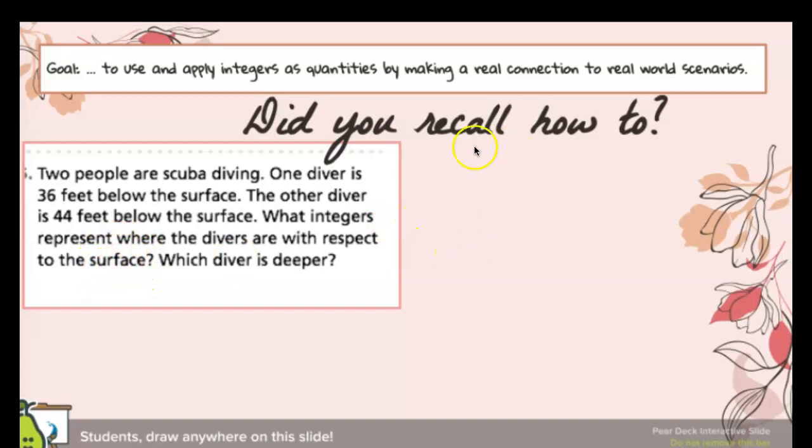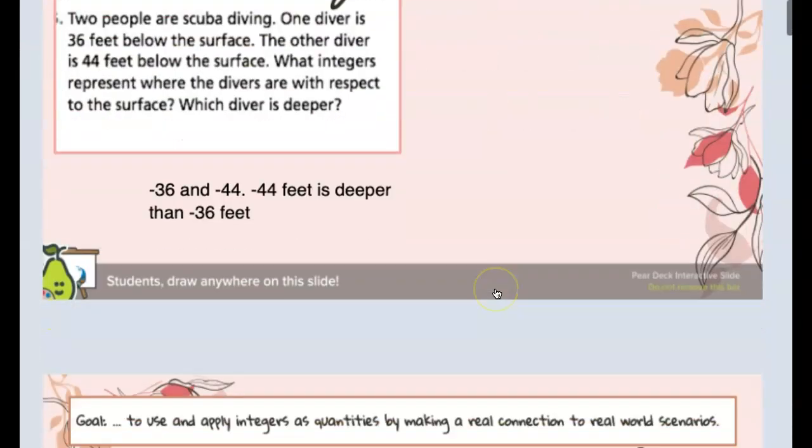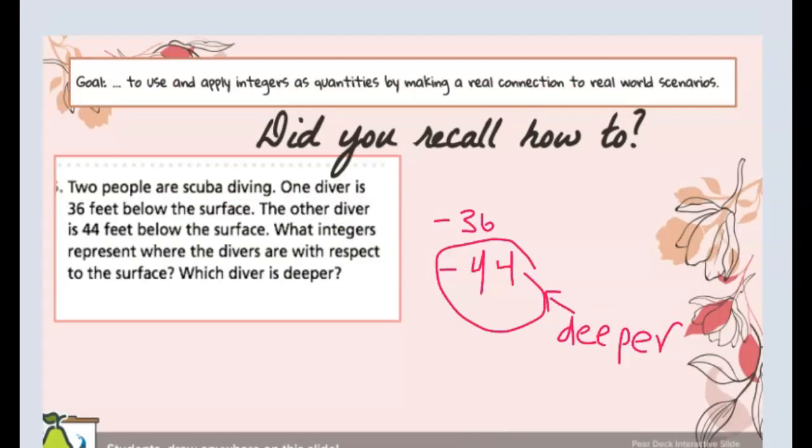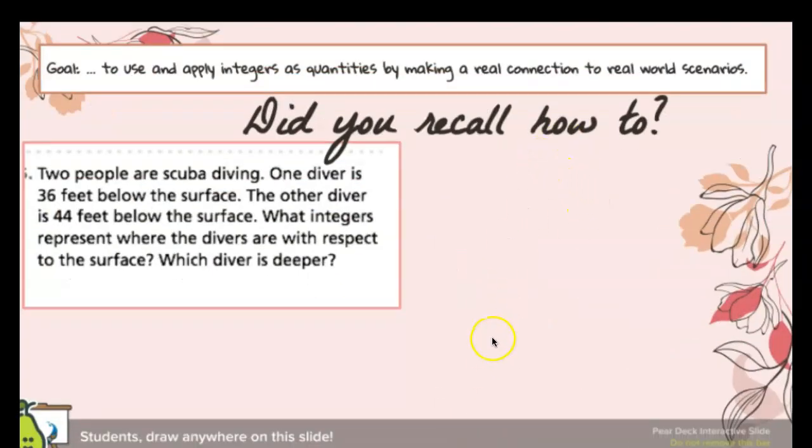So if that's the surface, let's say this is the surface. Which one is closer to the surface? 36, correct? 36 feet below. And which is deeper, the 44? So maybe somebody has put a diagram. No one has made a diagram, but it's more down than 36. 36 is closer to the surface, and 44 is a little bit farther than the surface. That's why 44 feet below is deeper than 36 feet.